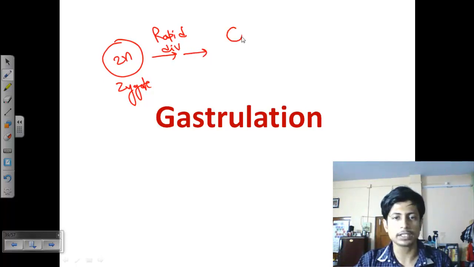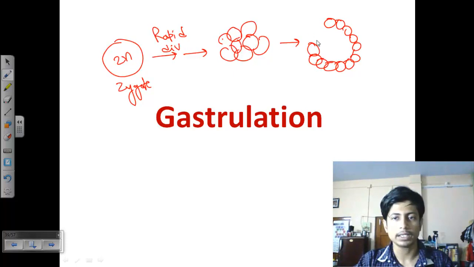After the rapid division, it produces what we call the morula phase. Then that morula, that ball of cells, starts to arrange properly, and what they form is called a blastula, where the cells are called blastomeres, and it is a hollow sphere of cells with a space in the middle, which is called the blastocoel, right? And this is the blastula.